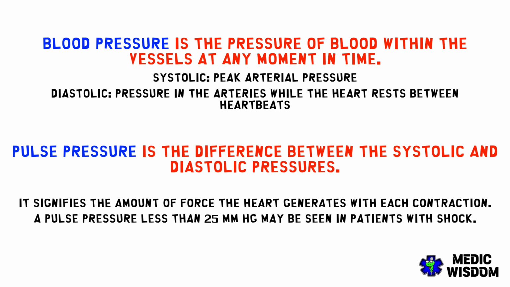Typically speaking, you want to see about a 25-point gap between your systolic and your diastolic pressure. If you start having pulse pressures that are narrow, less than 25 millimeters of mercury, such as 110 over 100, 100 over 90, 120 over 110, any of those, that's a bad sign that the patient might be going into shock. We need to find out what's going on.